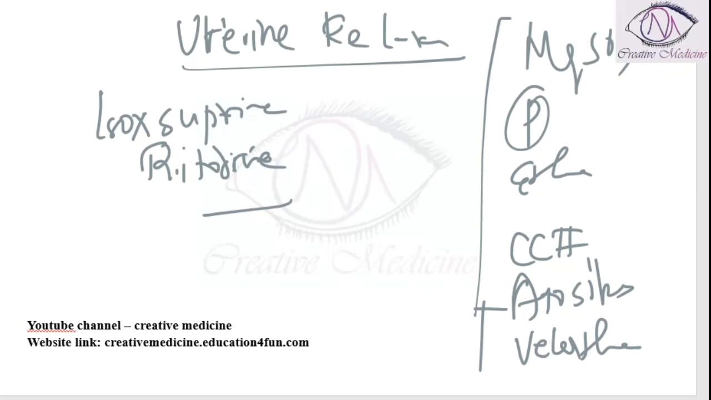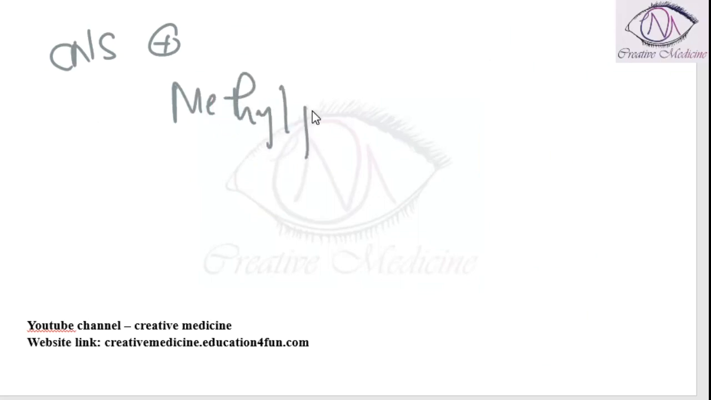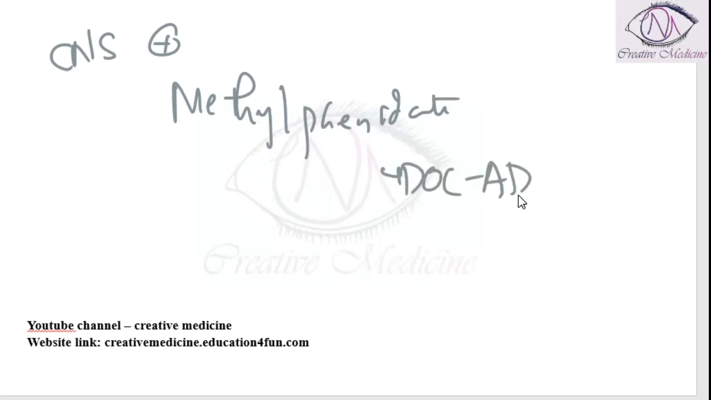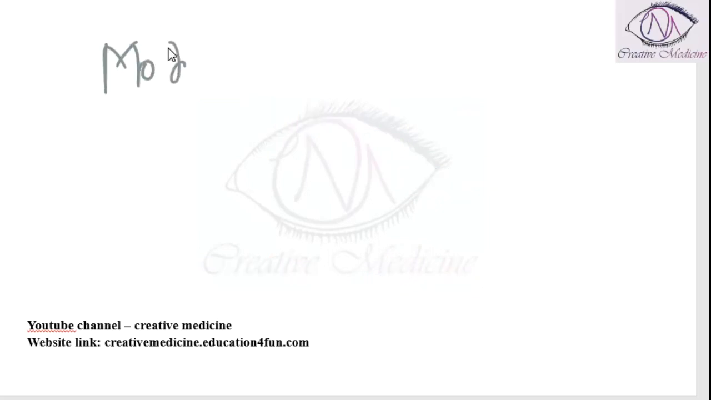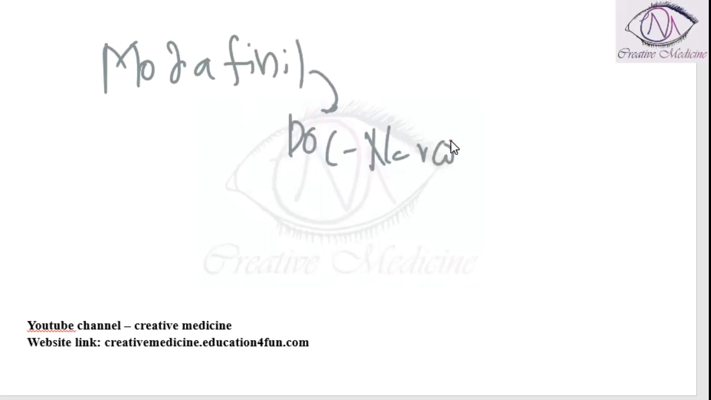Then CNS stimulants. CNS stimulants are methylphenidate. This methylphenidate is used as a drug of choice for attention deficit hyperactivity disorder, and we have atomoxetine, which can also be used. Then we have modafinil. Modafinil is the drug of choice for narcolepsy, and this is also used for obstructive sleep apnea.